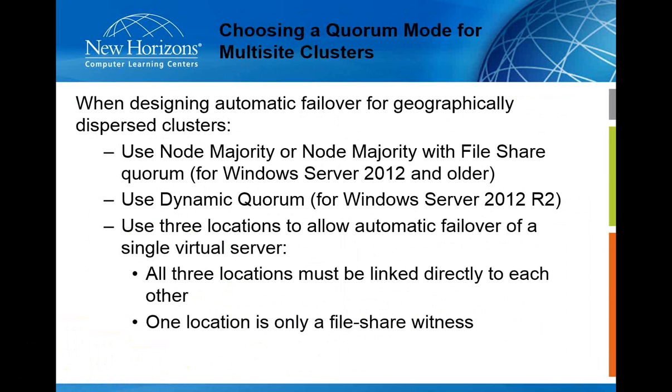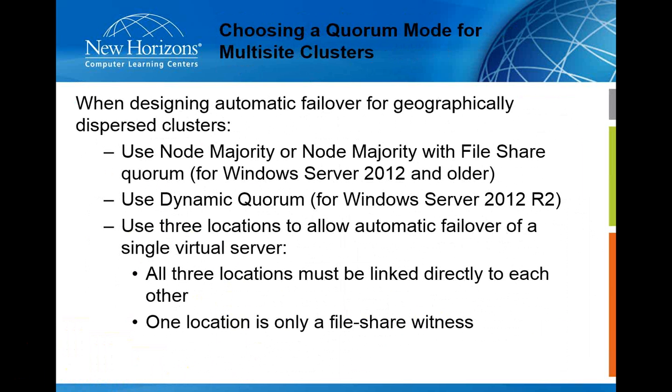As far as quorum goes, when you're designing your quorum situation here, you can use, if you're still on 2012, you'd use node majority or node majority with file share witness. You would want the file share witness to be in a separate site than the two sites in the cluster. That way, even if something happened and knocked out the primary data center, the file share witness may stay up.